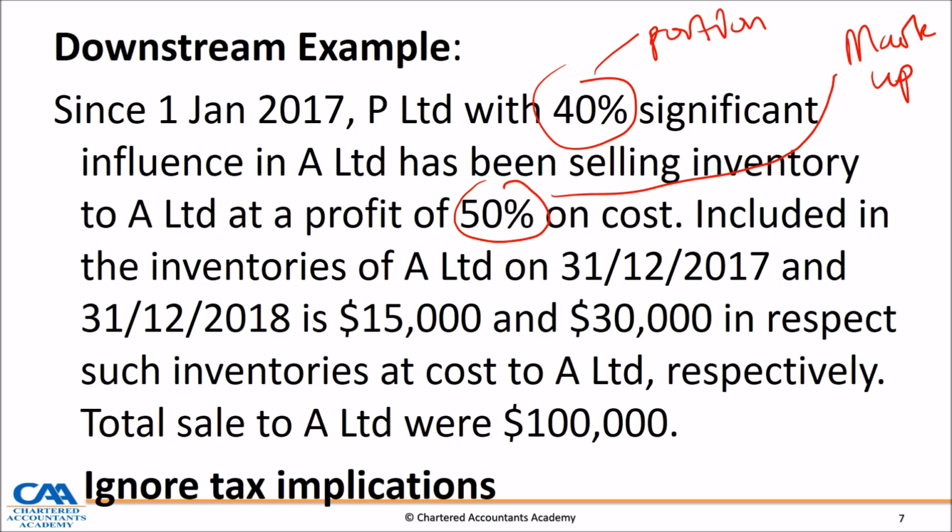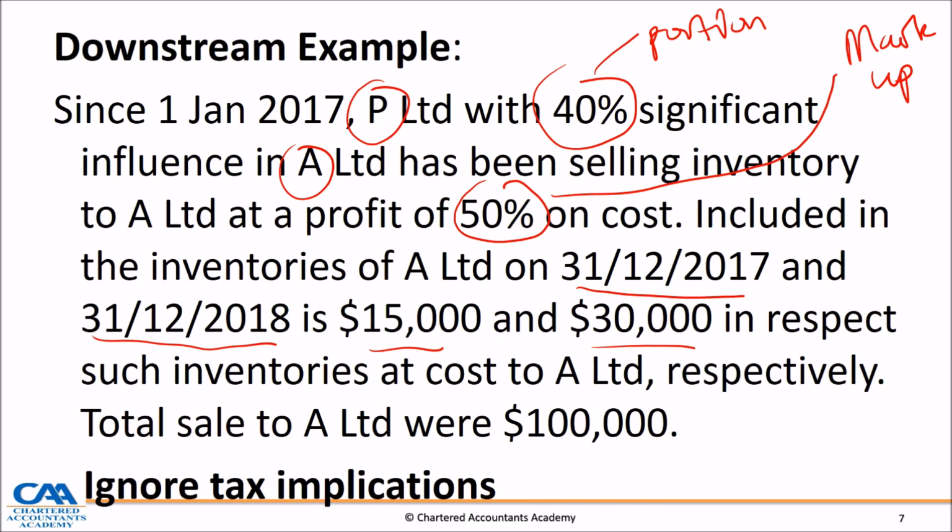And included in the inventories of A Limited on 31 December 2017, there is a portion of that inventory which is still on hand at 31 December 2017. And there is another one as well which is there on 31 December 2018. The one for 31 December 2017 is 15,000 and the one for 2018 is 30,000, which means when P Limited sold to A Limited downstream, P Limited made a profit.